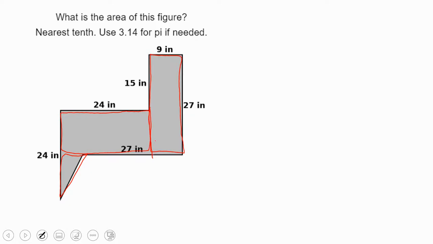So first I'm going to find the area of this rectangle here. Okay, that's base times height, so that's going to be 9 times 27. You'll use your calculator to help you with that. When you put that in calculator, you get that that's 243 inches squared. So the area there is 243.